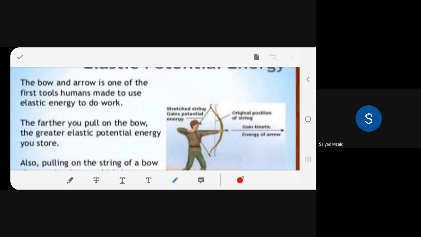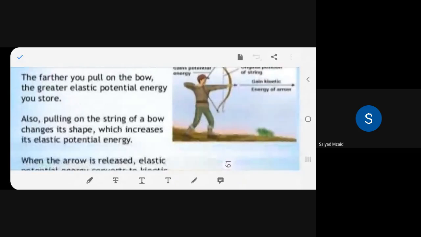Now, the more you pull the bow, if the bow is pulled this much, energy will be a bit less. You make it to the maximum, energy will be the maximum. Are you understanding? So, the more you stretch the string, the more you pull the string, the energy will be the maximum. Have you understood this much? The more you pull the string, the energy will be maximum. The less you stretch the string, energy will be less.